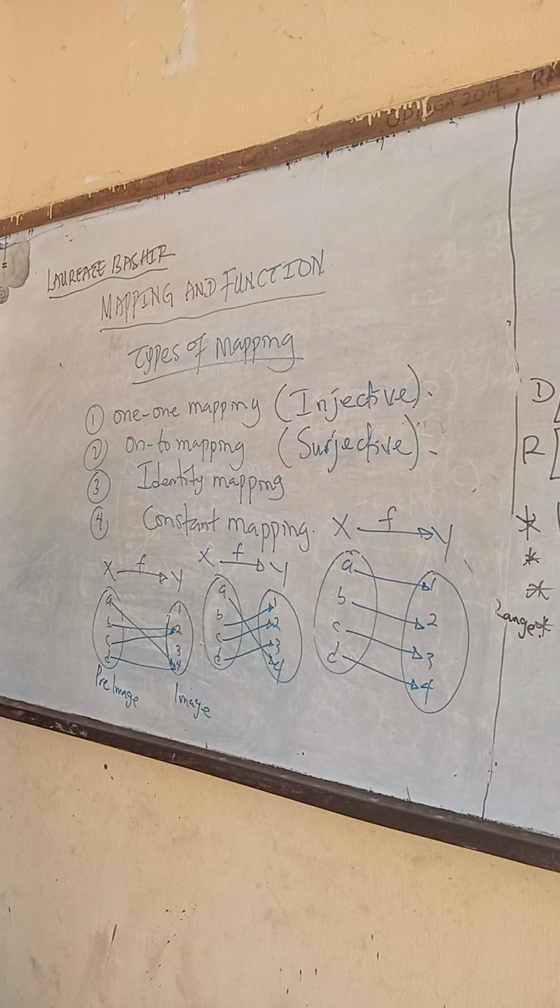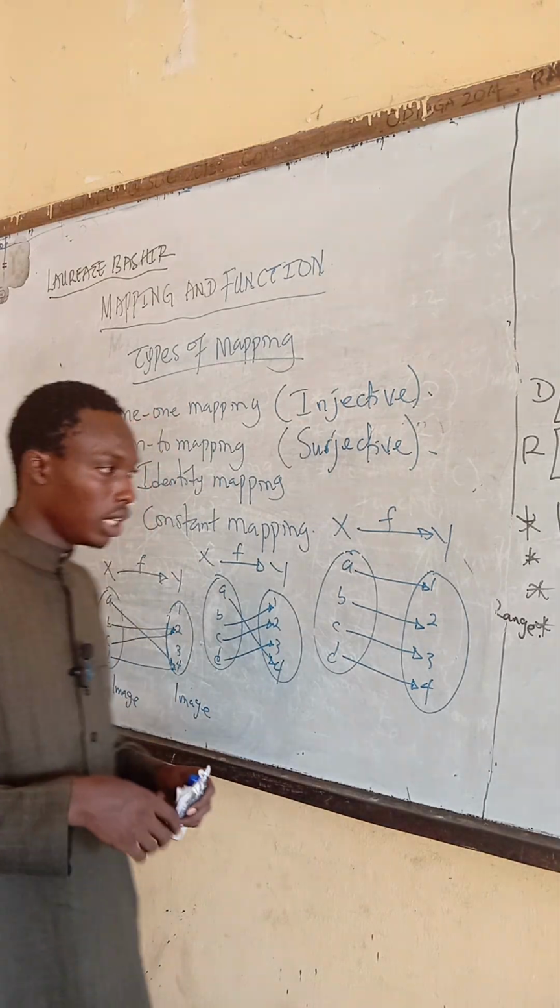You get? So that is, each element in the domain produces at least one element in the codomain. That's what we mean by onto mapping. You get?